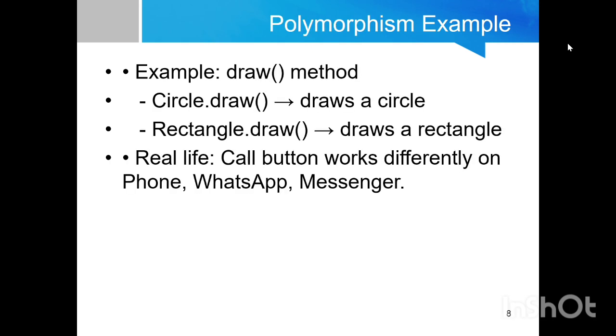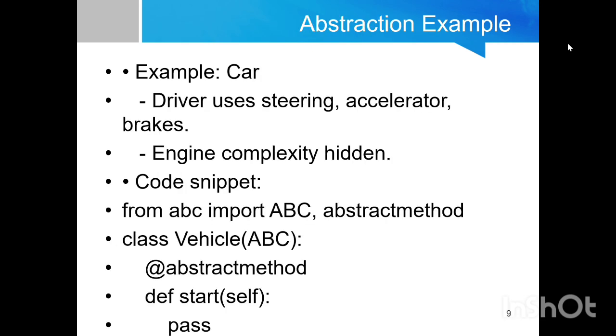Then the polymorphism example. Polymorphism means many forms. For example, a draw function behaves differently for a circle and a rectangle. In daily life, the call button works differently in WhatsApp, Messenger, or on your phone. Same name, different behavior. This is polymorphism. Then we have the abstraction example. Abstraction hides complexity. For example, when you drive a car, you only use the steering, accelerator, and brakes. You don't need to know how the engine works inside. In programming, we do the same by hiding unnecessary details from the users.